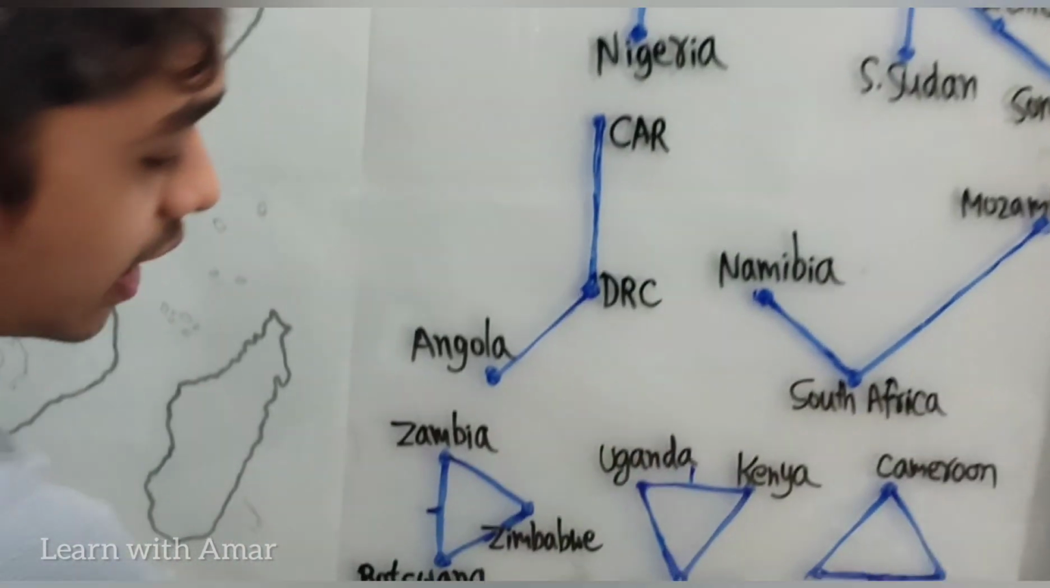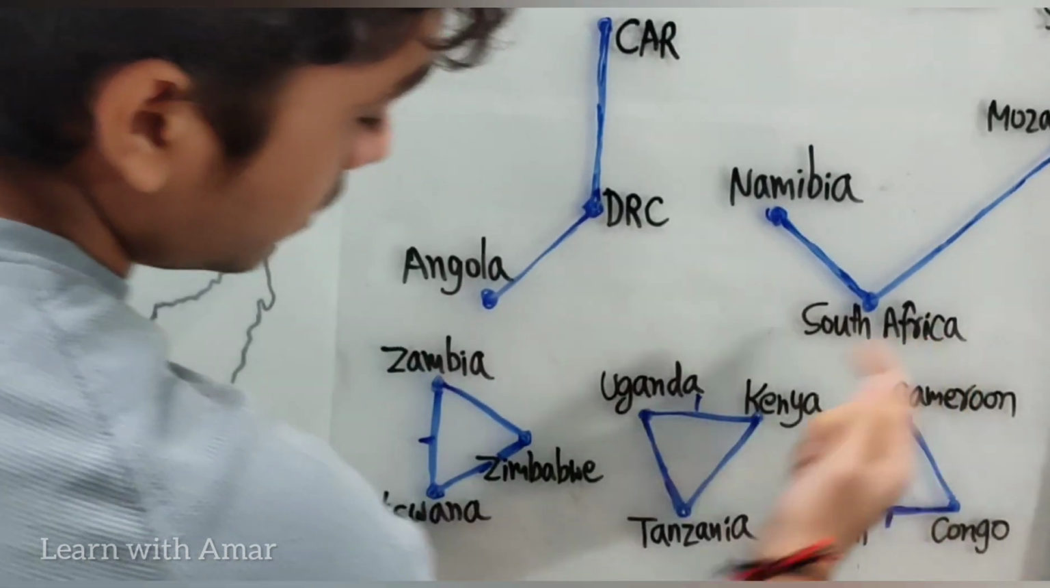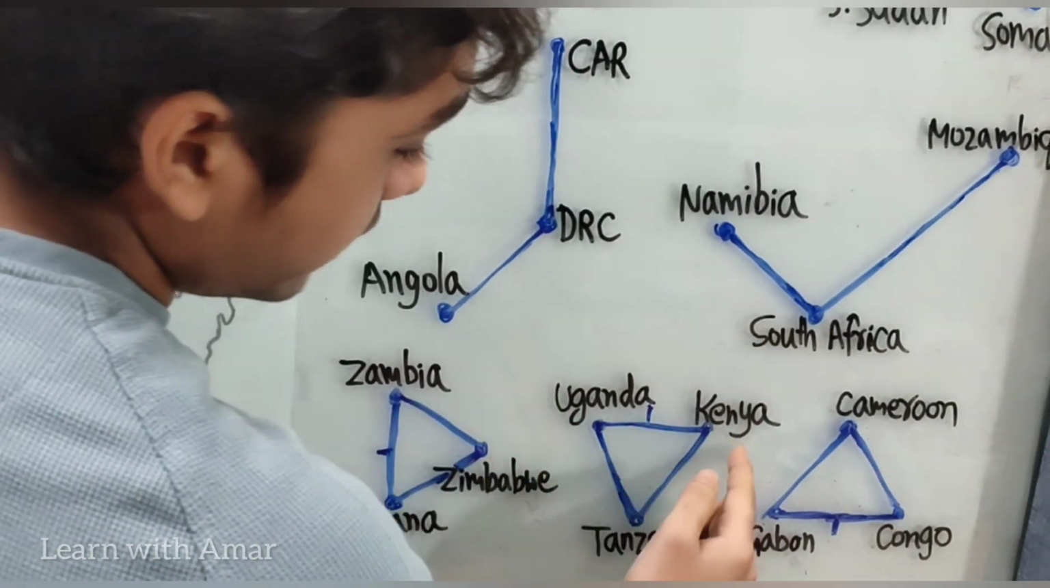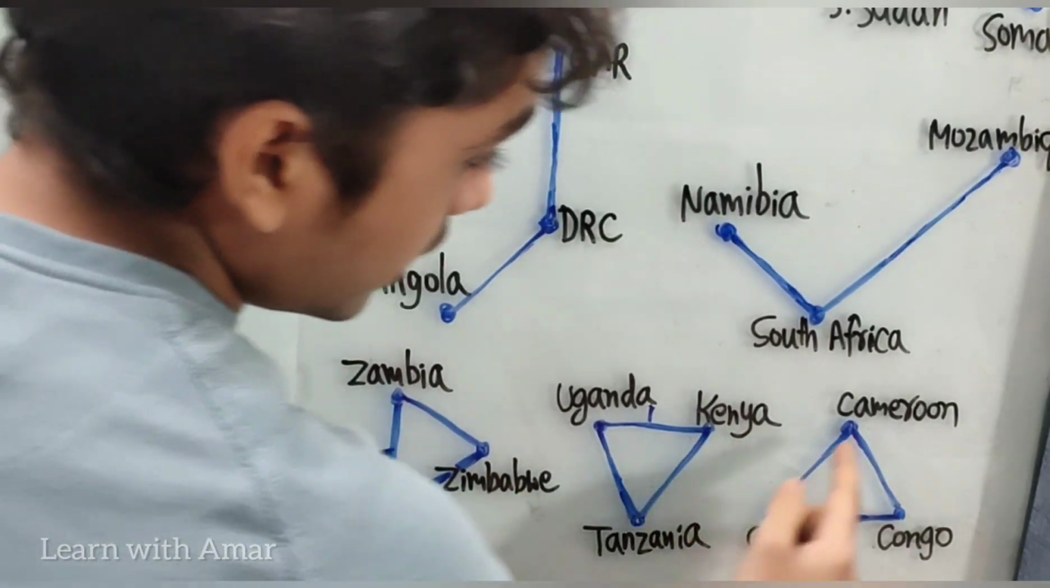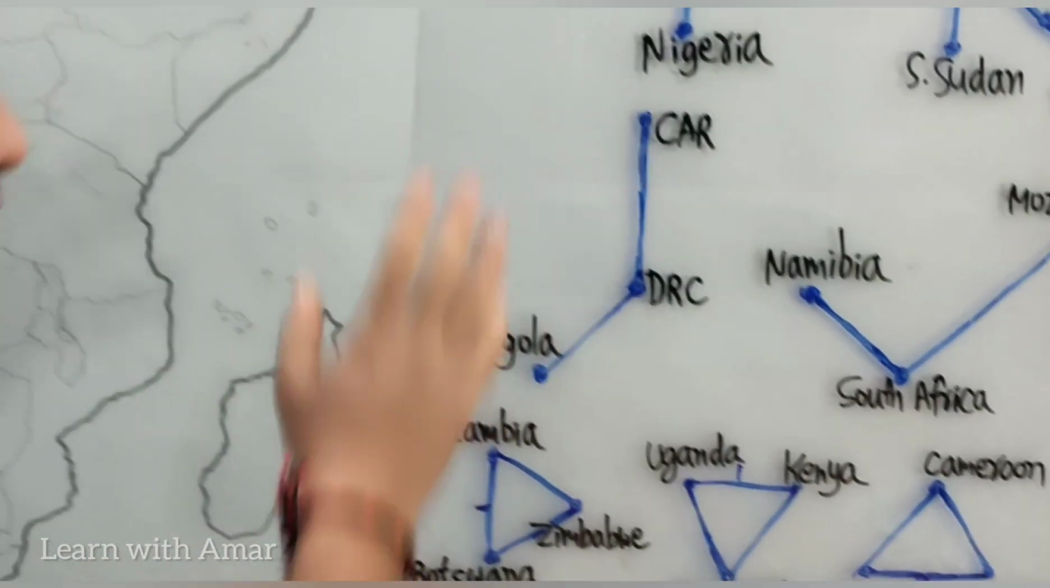The next 3 are arrows which are pointing towards right, down and up with the countries Zambia, Zimbabwe and Botswana, Uganda, Kenya and Tanzania, Cameroon, Congo and Gabon. Okay, so these are the 8 stick figures.